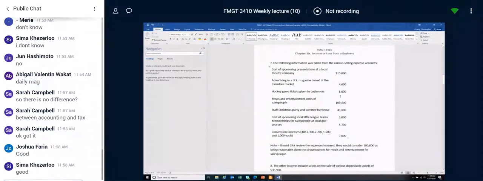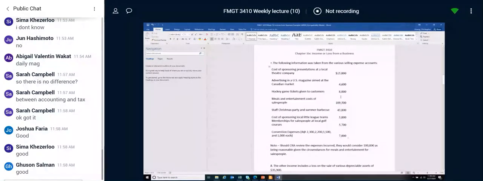Hockey game tickets given to customers. So again, this is now meals and entertainment. So what I want you to do is turn to 67.1, bracket 1 in your Act. So that's page 377. So again, flip me a note when you're there, page 377.